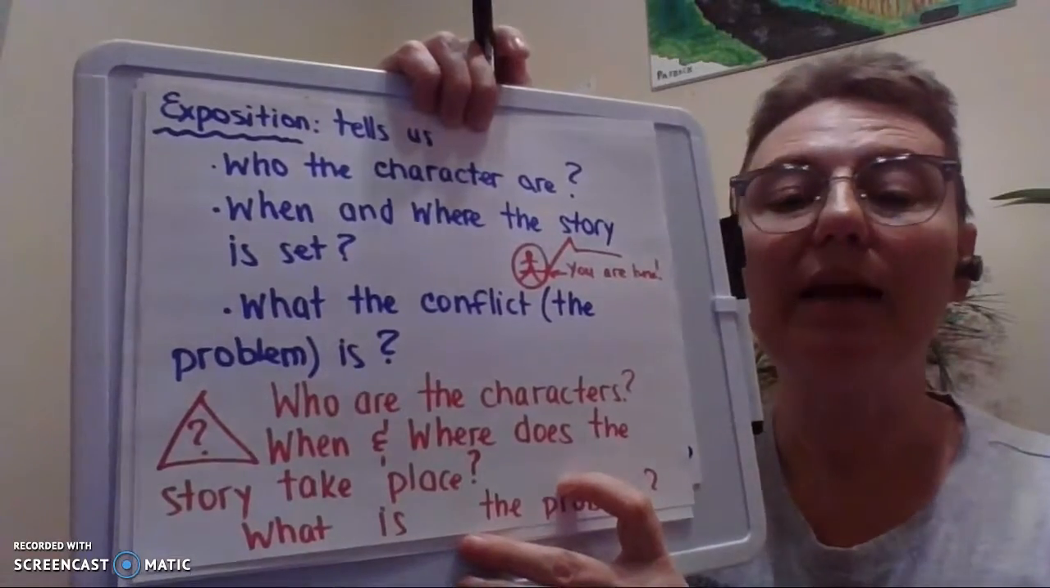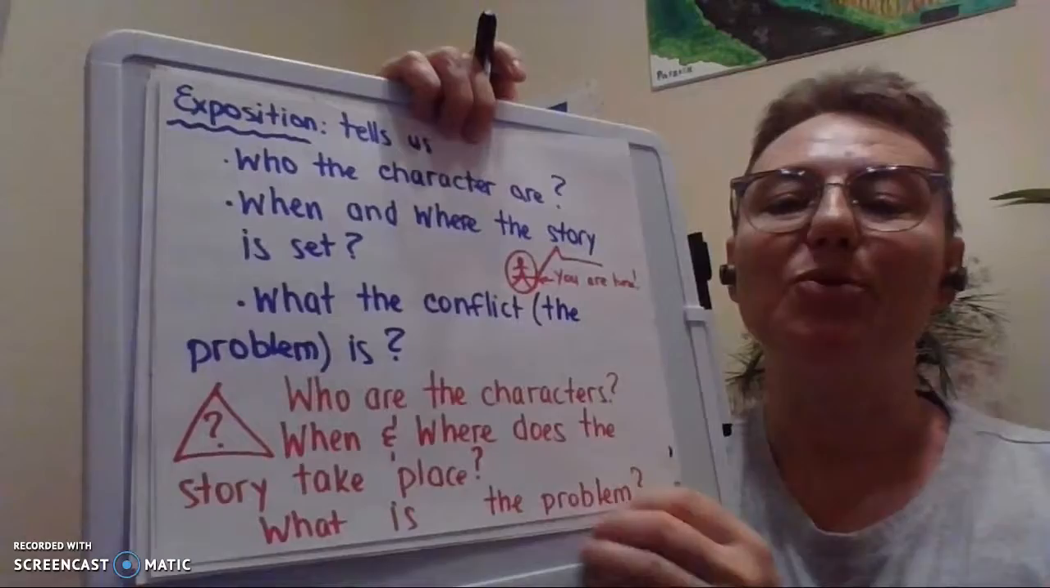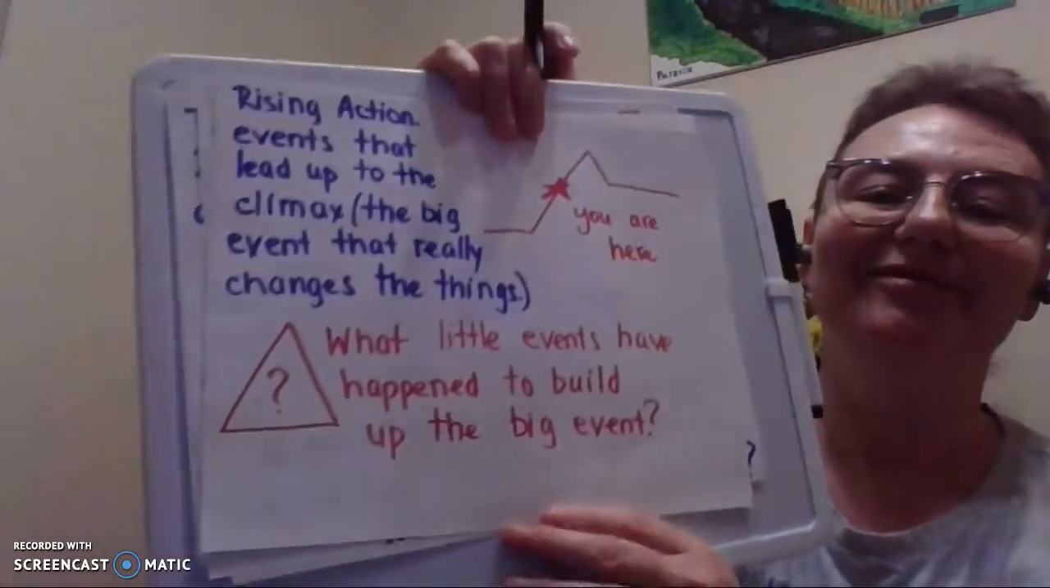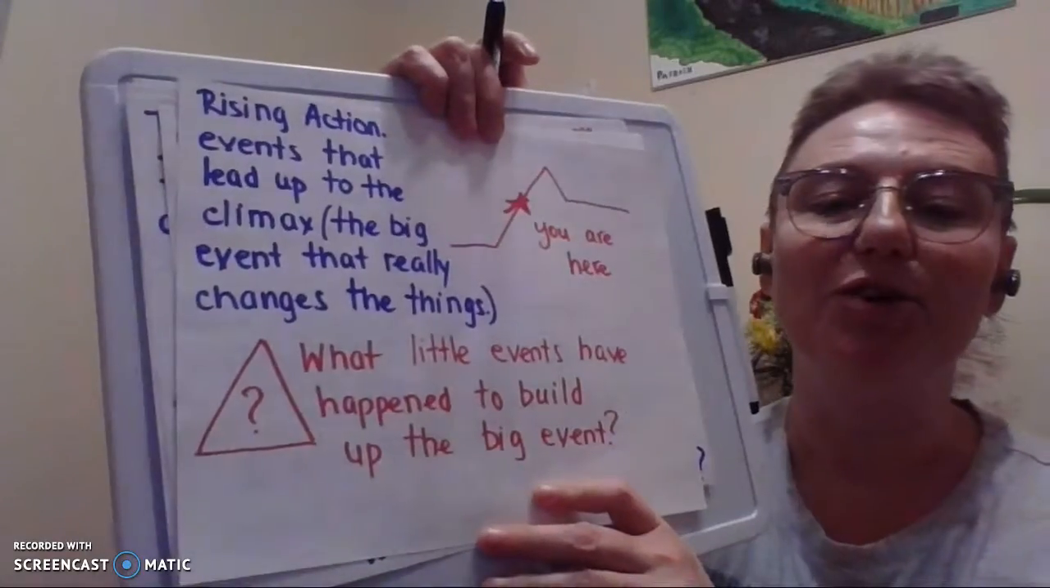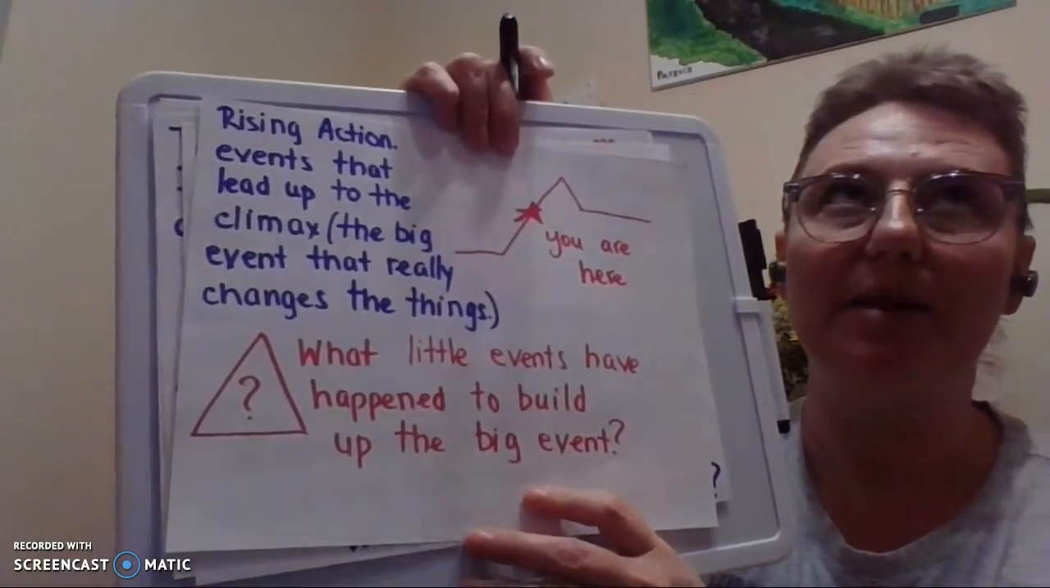Now, in the mountain, you are here down at the bottom. So you are walking towards the mountain. So, what's the next part? The next part of plot is the rising action. The rising action, or all of the events that happen before we get to the climax.